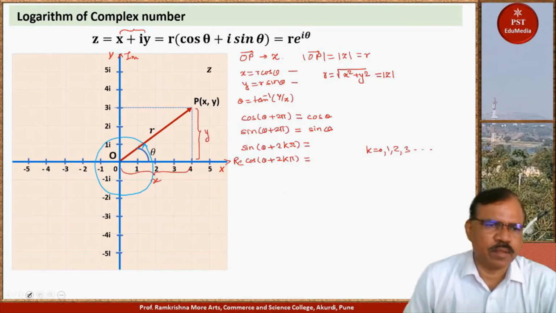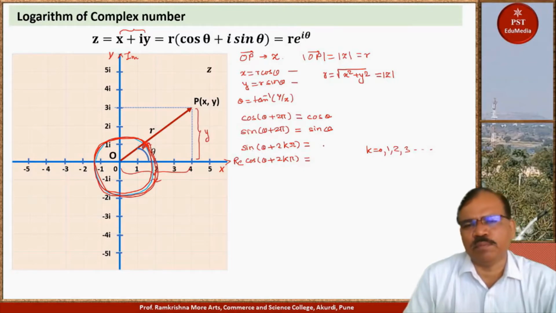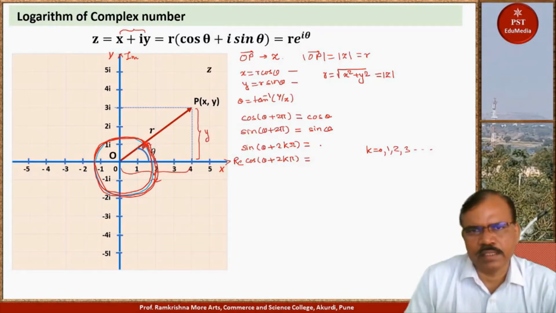Now these two are for k is equal to 0, 1, 2, 3 and so on, k is integer. Means here for k is equal to 1, one round, for k is equal to 2, again second round, for k is equal to 3 and so on. So we get same value of sine and cos, sine theta and cos theta.